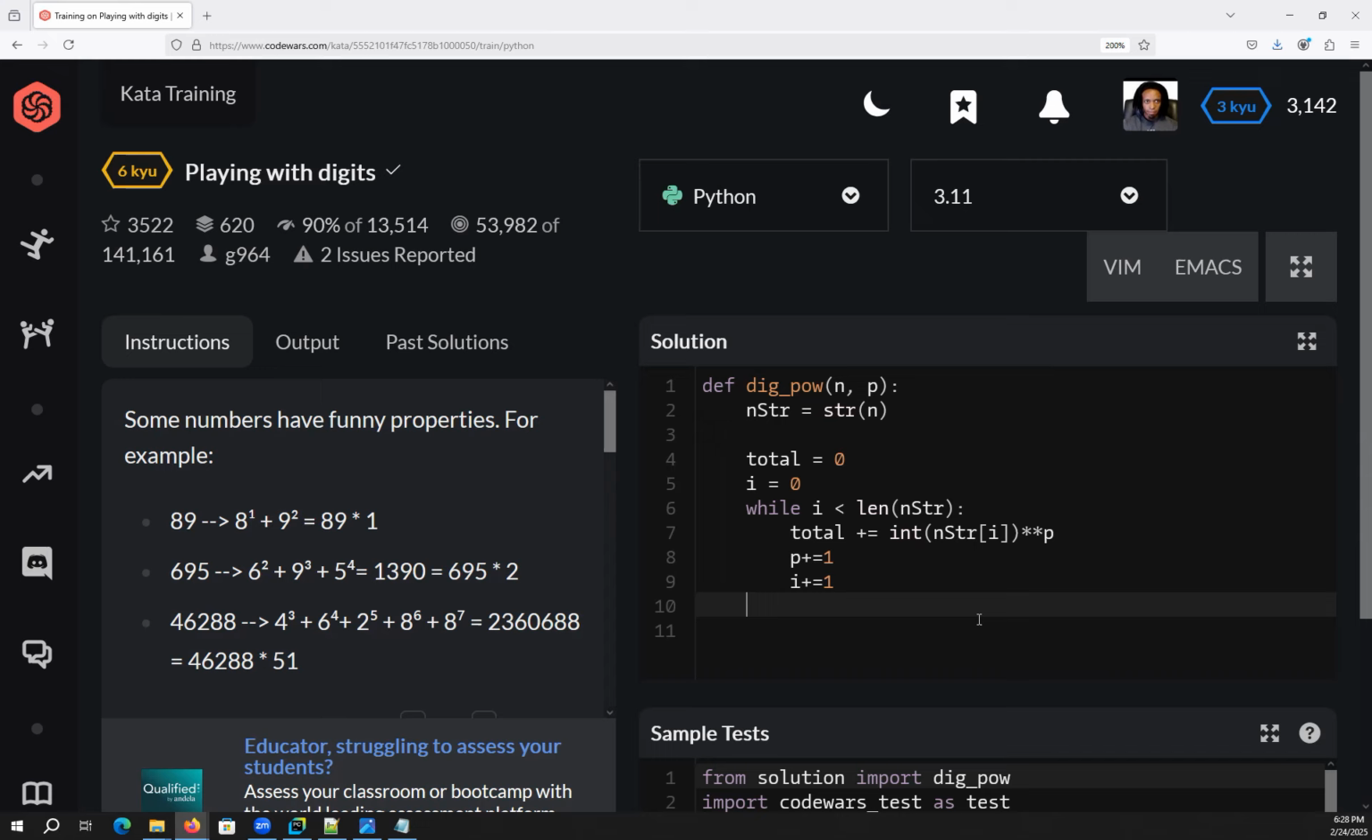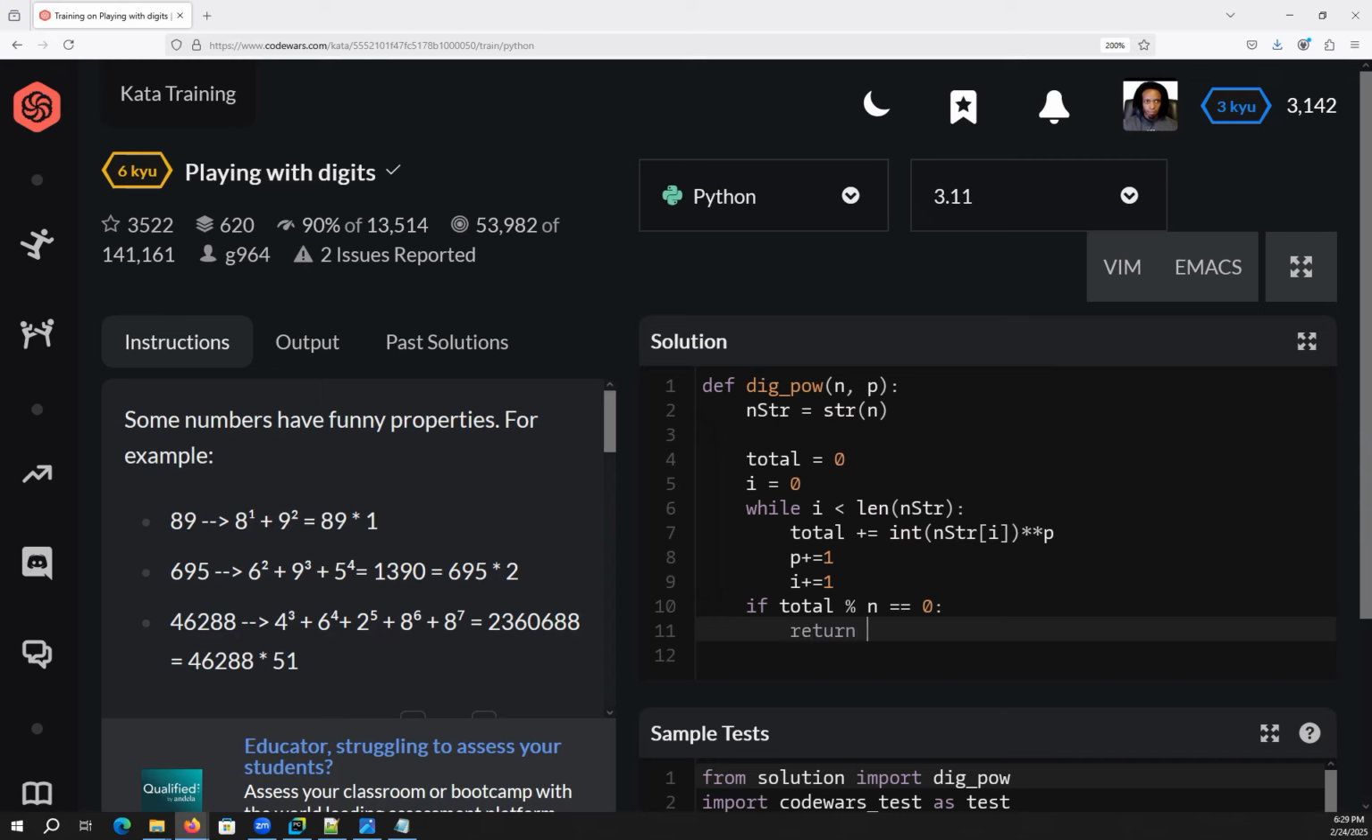So I'm going to see if my total is divisible by n by using modulo, because that's going to check divisibility, because if a k exists, then k times n equals total. If total is not divisible by n, then there is no k. If it is divisible by n, then there is a k, and I'm going to return it.